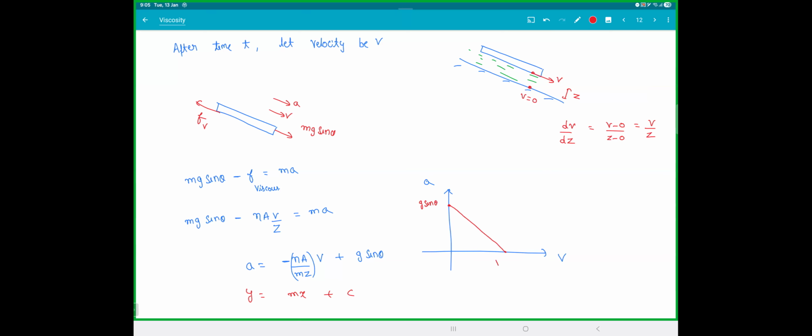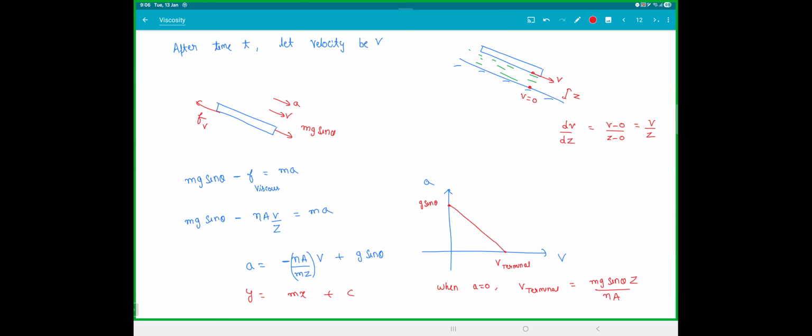This point is called V terminal. We'll talk about that. So V terminal is your final velocity. When a is equal to 0, meaning eventually mg sine theta becomes equal to the viscous force, that would be v terminal equals mg sine theta z by eta A. So this is the final velocity reached by the plate. At this point, the viscous force and mg sine theta become balanced. Your speed will not increase further. So that's an a-v graph.